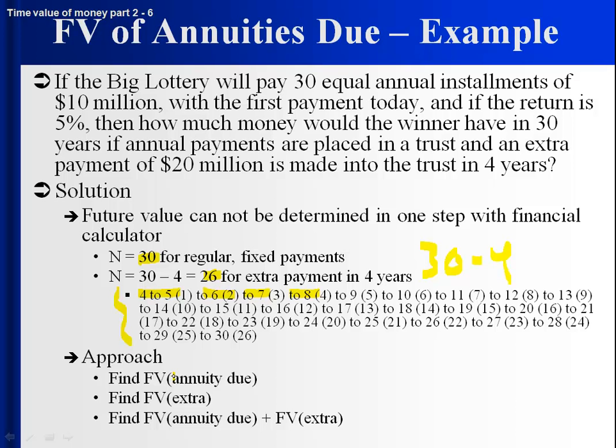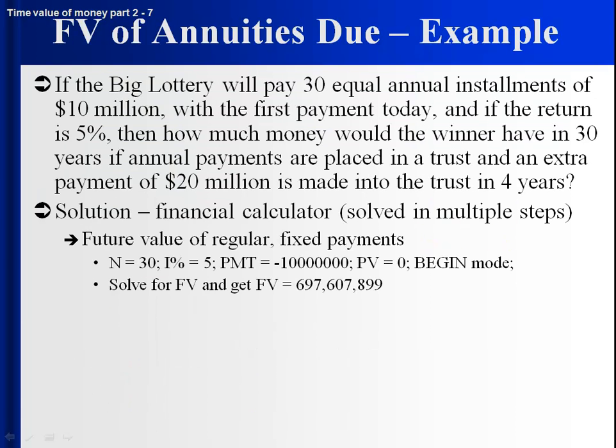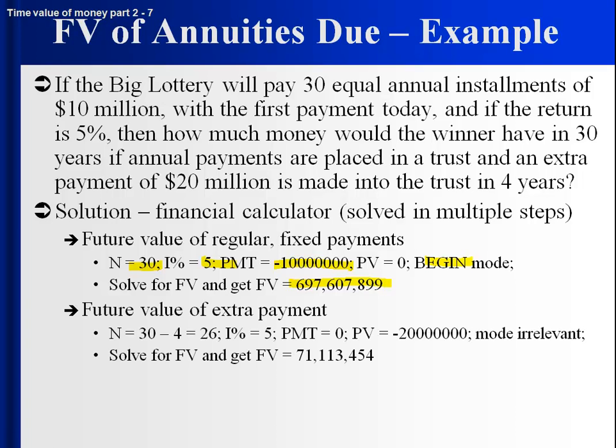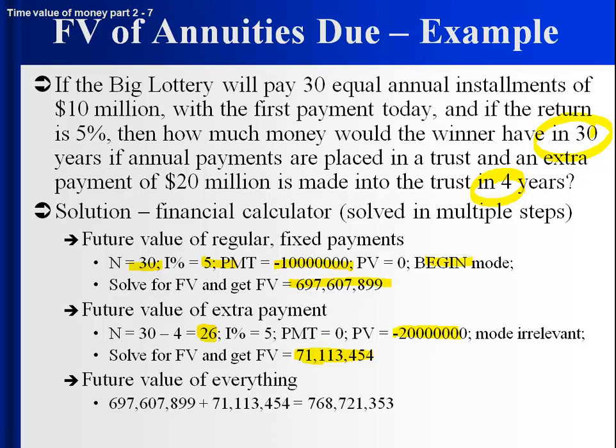So what we're going to do is find the future value of the two pieces and add them up. Well, we've already seen that 10 million invested for 30 years starting today at 5%, 697 million, 608,000 roughly. Put in 20 million, compounds for 26 periods. It's very important, even though we want to know how much we'll have in 30 years, because we're putting it in at 4, it only compounds for 26. So it'll compound to 71. And how much will we have in the account? $768,721,353.